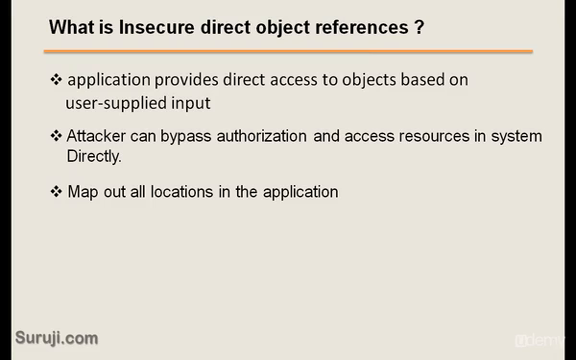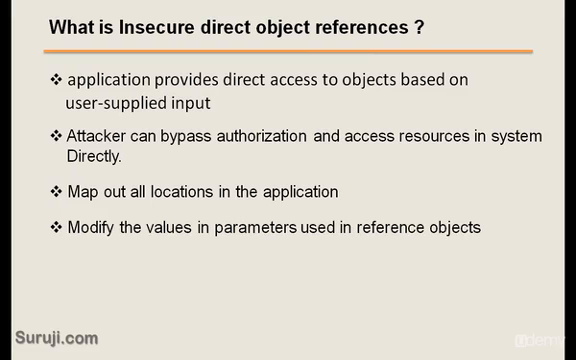To test for this vulnerability, the tester first needs to map out all locations in the application where user input is used to reference objects directly. At the next step, the tester should modify the value of the parameter used to reference objects and assess whether it is possible to retrieve objects belonging to other users or otherwise bypass authorization.